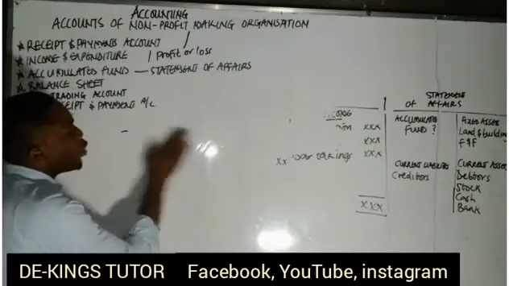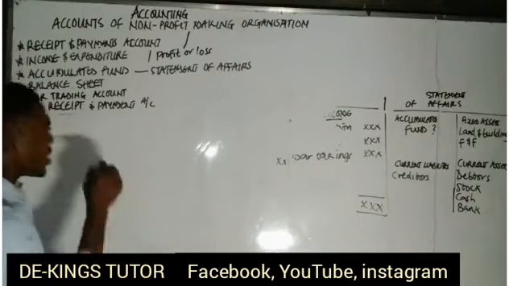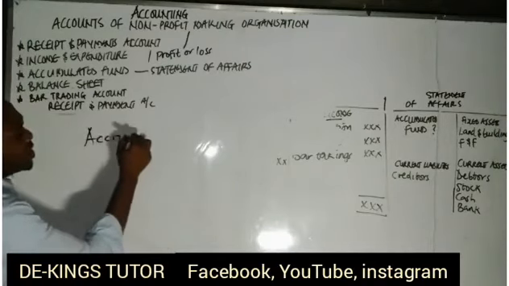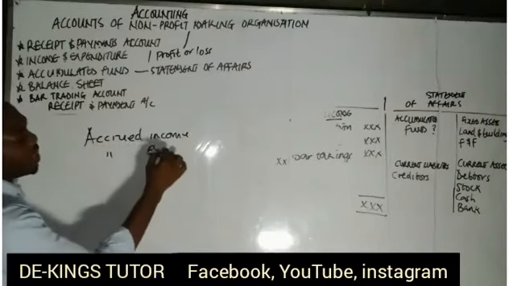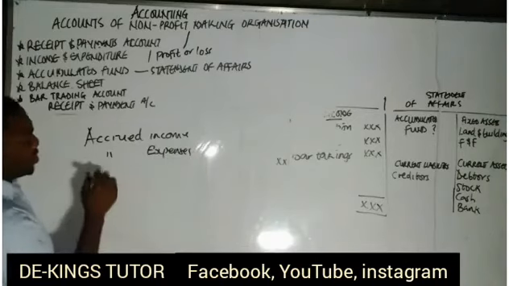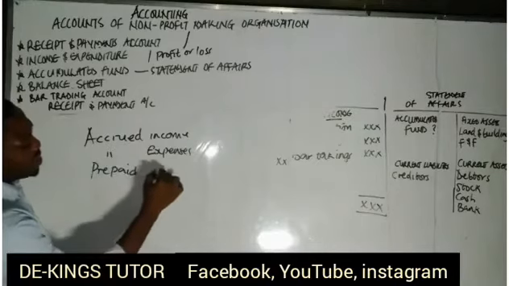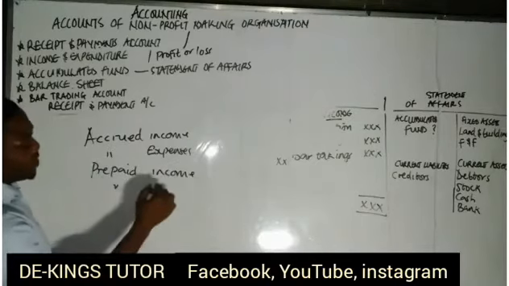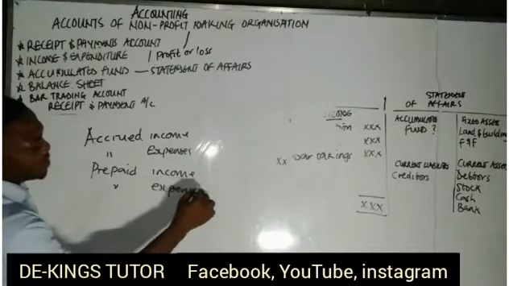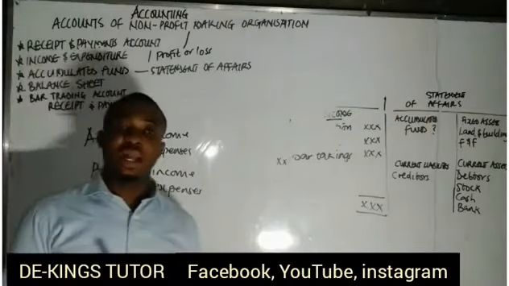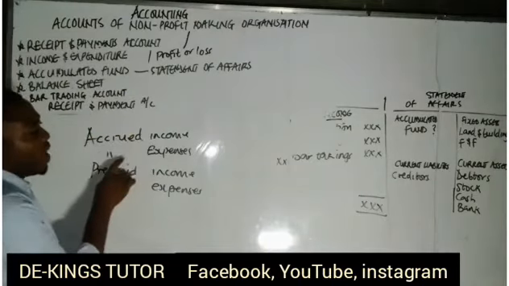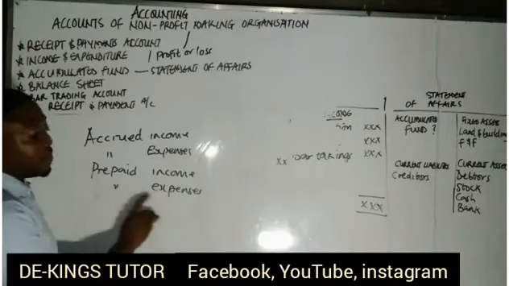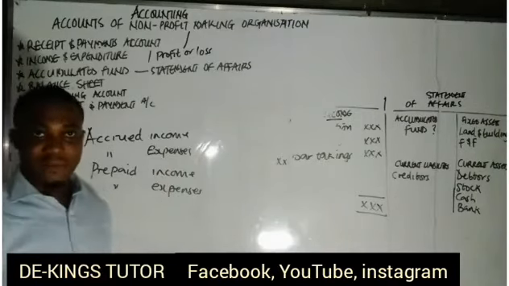Now, another thing you should take cognizance of is accrued income, accrued expenses, then prepaid income and prepaid expenses. All the things you will see under the additional information will fall under this. It is either accrued income, accrued expenses, prepaid income, or prepaid expenses. They fall under there.